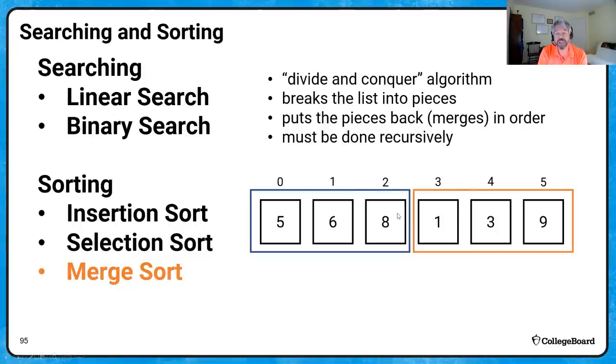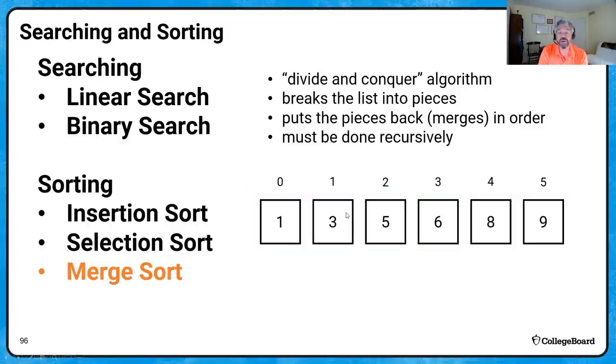And as they get merged, we're going to go through and pick each element in the correct order. So I end up with 1, 3, 5, 6, 8, and 9.